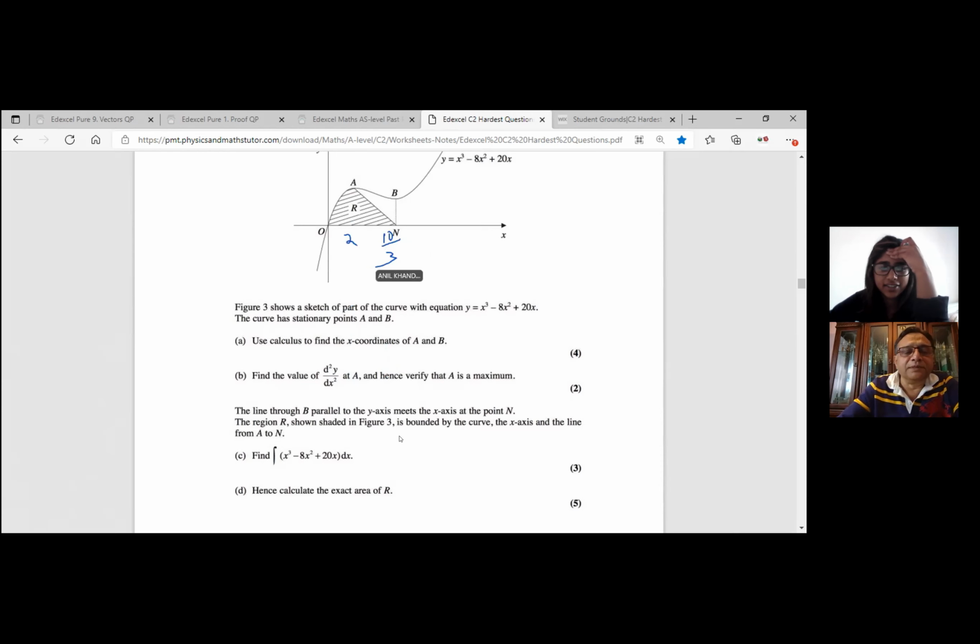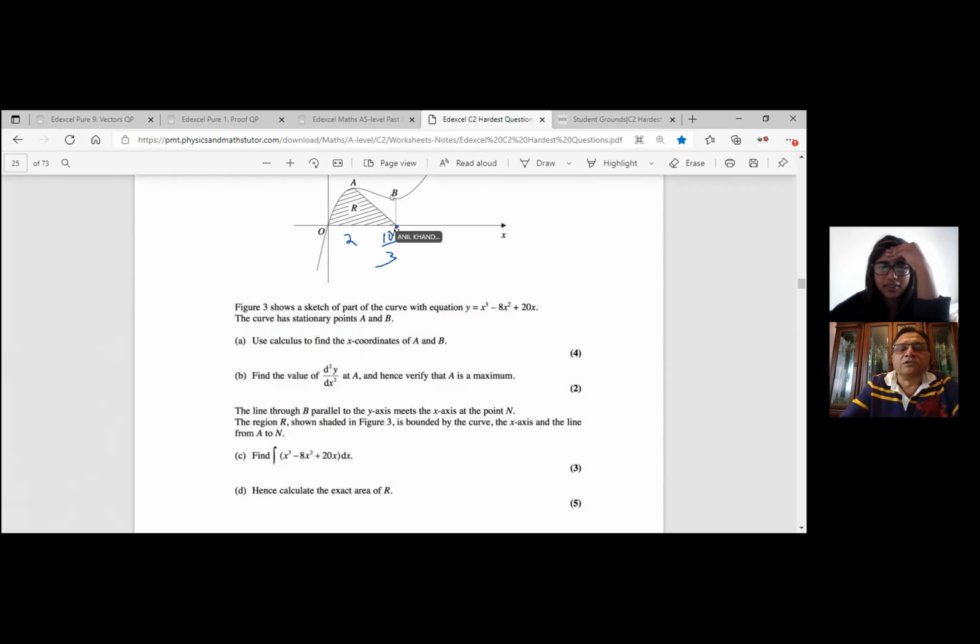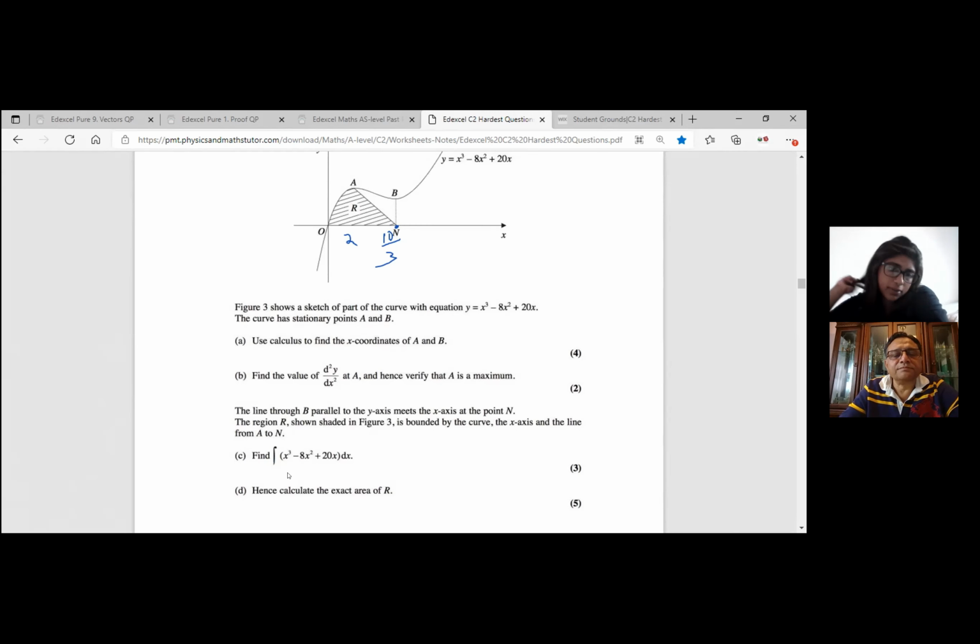So the line through B parallel to the y-axis meets the x-axis at the point N. That is a vertical line, as shown here. So x equals 10 by 3 is N. The region R, shown shaded in figure 3, is bounded by the curve, the x-axis and the line from A to N. Part C, find the integral of x cubed minus 8x squared plus 20x dx. So that you can find, right?